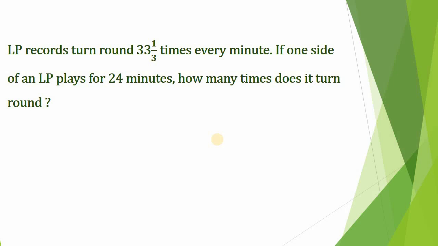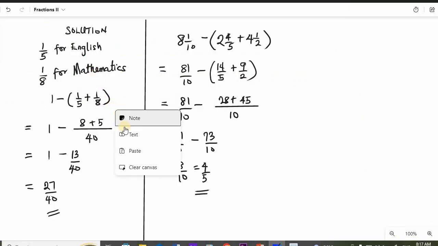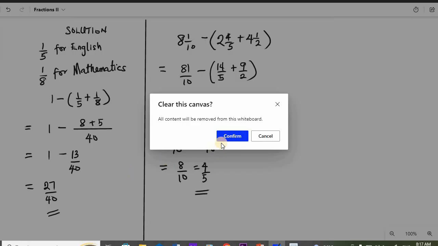Okay, now this says LP records turn round 33 whole number 1 over 3 times every minute. If one side of an LP plays for 24 minutes, how many times does it turn round? Okay, so now this is pretty easy. So to solve this, we just clear this, right? Let's make space.